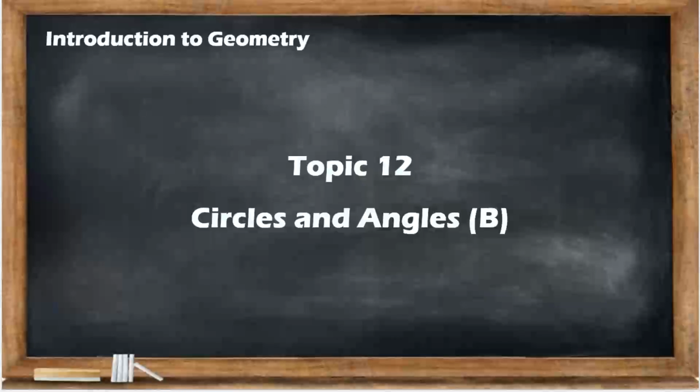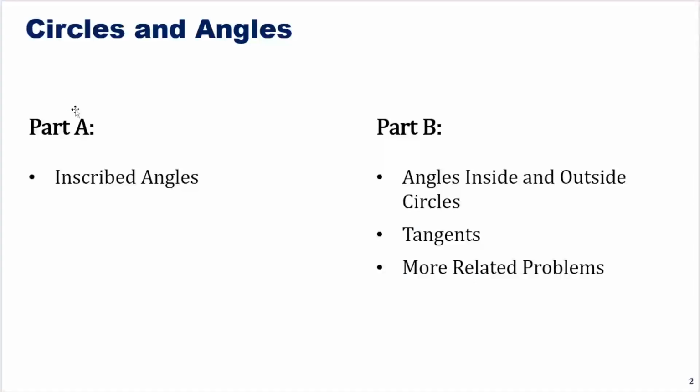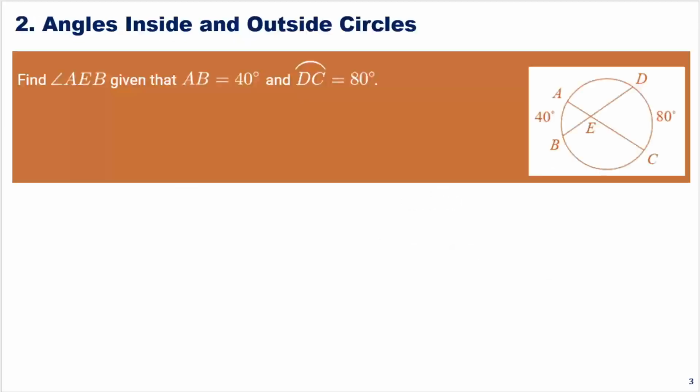Alright, now let's have a look at part B of topic 12. So in the second part of topic 12, we'll have a look at the concept of angles inside and outside circles, and then tangents, and we'll tackle some more related problems. Okay, first let's have a look at an introductory example.